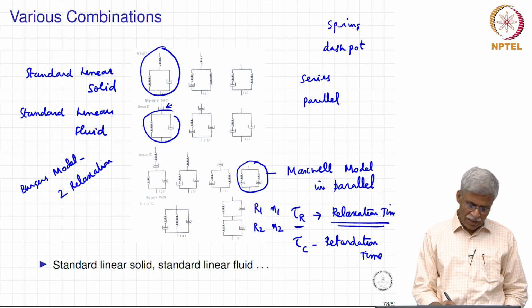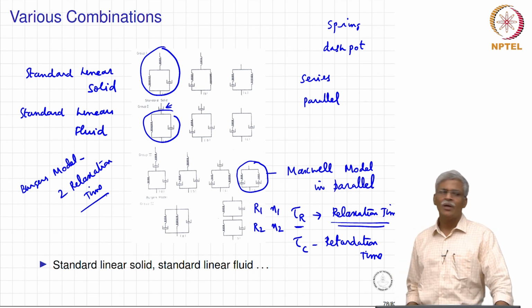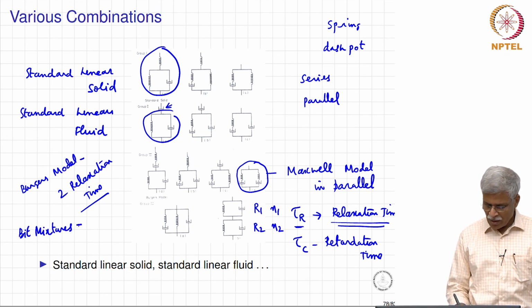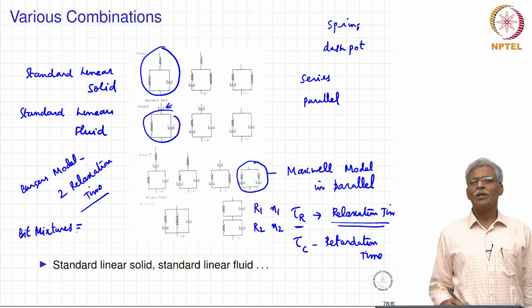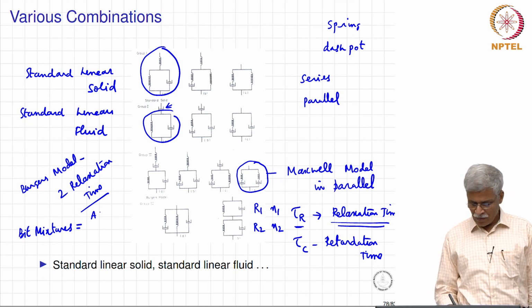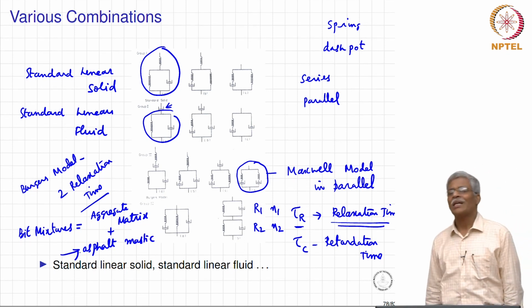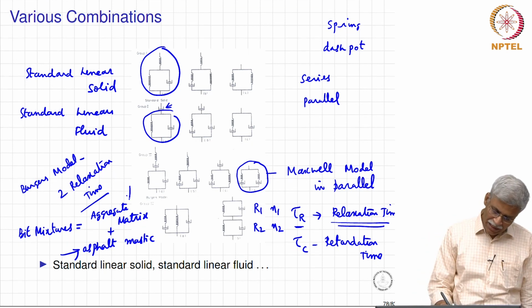Now, this is very interesting in the following sense. This model will come in very handy when you are trying to model the response of bituminous mixtures. Why? You can assume that your bituminous mixture consists of aggregate matrix plus asphalt mastic. So, you can prescribe one relaxation time to the asphalt mastic, another relaxation time to the aggregate matrix.